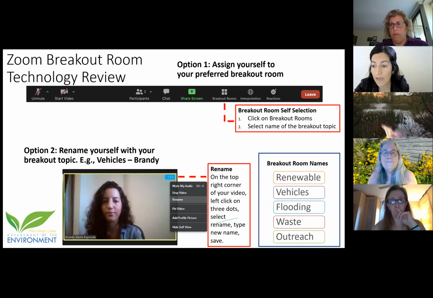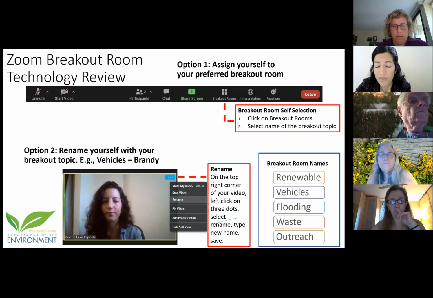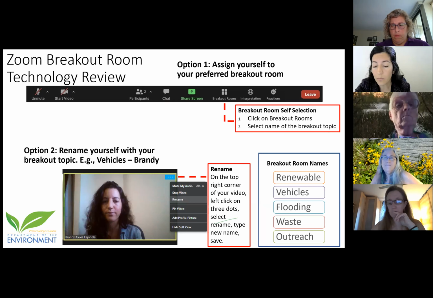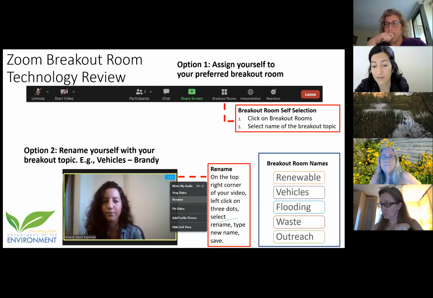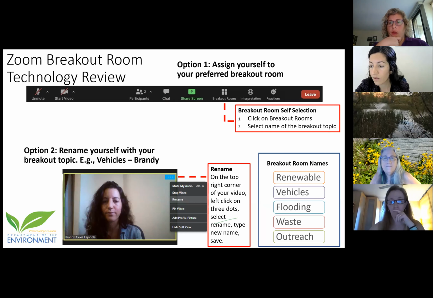So if it's renewable energy, vehicles, flooding, waste, and outreach. I think I saw someone ask whether or not we have a building room. That will be in the next section as far as energy efficiency is concerned and changing codes and ordinances. Great, thank you.